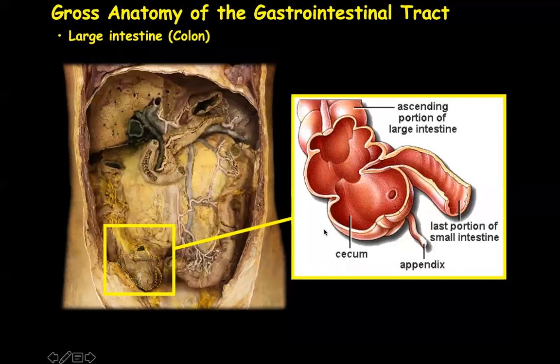And here's just a closer view showing the cecum, that blind sac at the start of the large intestine, the appendix hanging off of the cecum, and this is the last portion of the small intestine, also known as the ileum. So here's the ileocecal valve leading into the cecum and then headed up into the ascending portion of the large intestine. This band on the outside would be the taeniae coli, and this pouch would be a haustra.